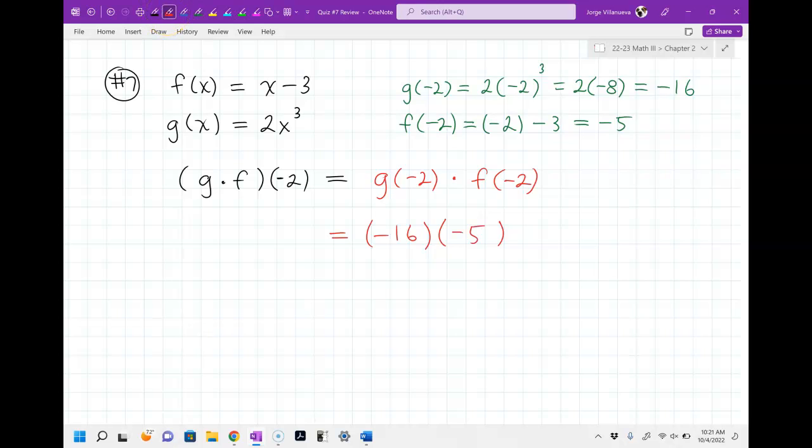All right. So I have negative 16 times negative 5. So 16 times 5 is, it's a 0, it's 3, that's 5, 8. So it's 80. And it's going to be positive. So that's going to be positive 80. And you have 3 of these types of questions. Either you're going to add, subtract, or multiply and plug in numbers.